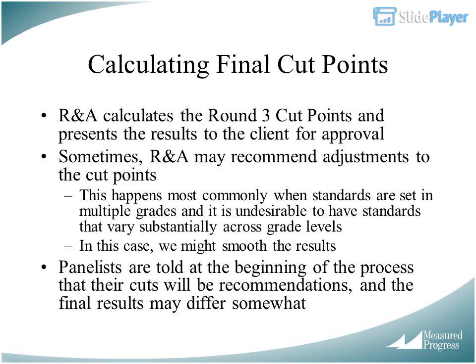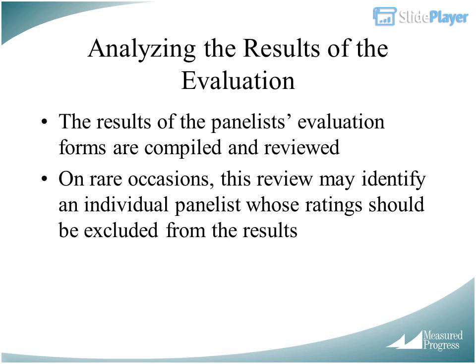Sometimes, R&A may recommend adjustments to the cut points. This happens most commonly when standards are set in multiple grades and it is undesirable to have standards that vary substantially across grade levels. In this case, we might smooth the results. Panelists are told at the beginning of the process that their cuts will be recommendations, and the final results may differ somewhat. Analyzing the results of the evaluation.